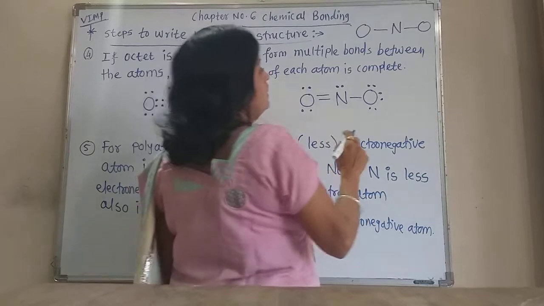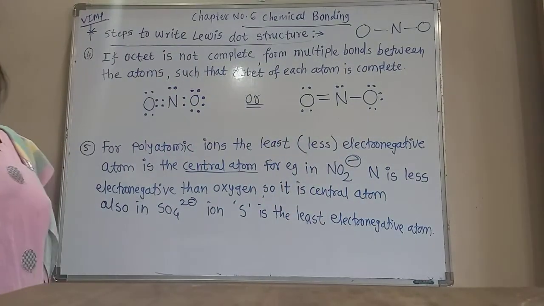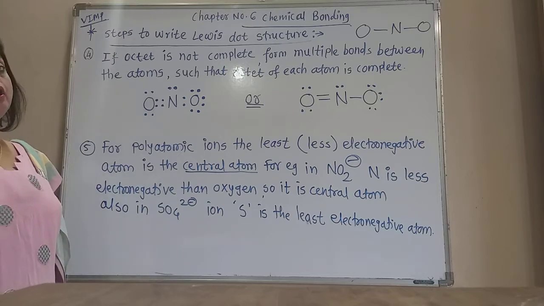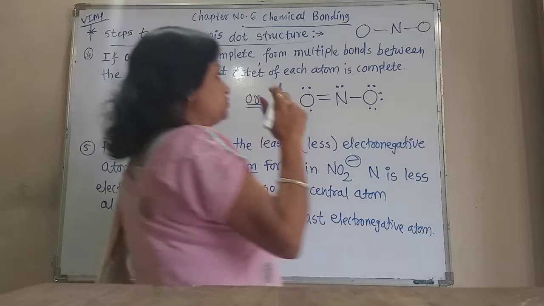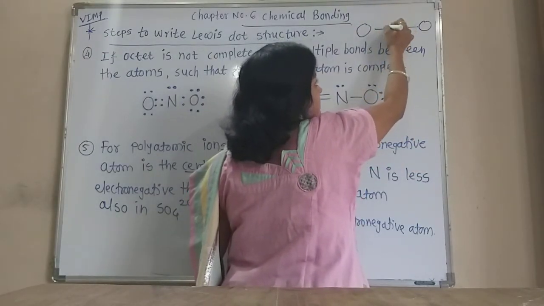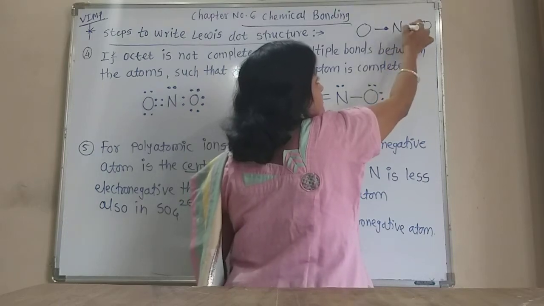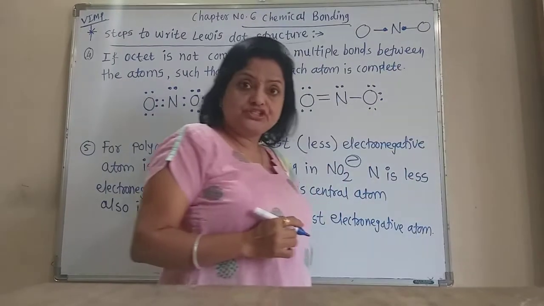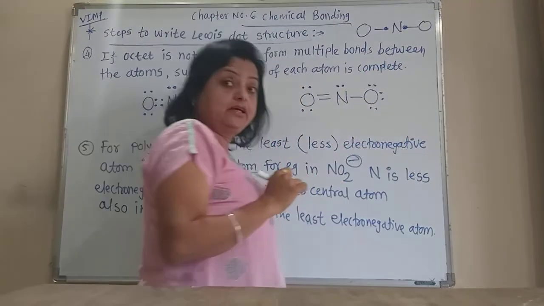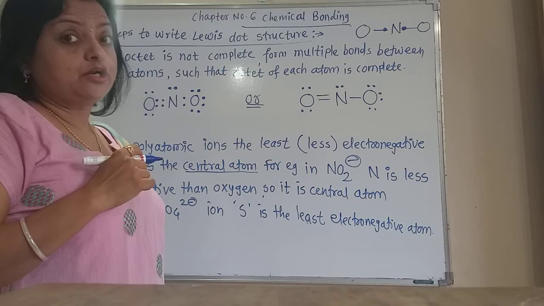If I show the 5 valence electrons of nitrogen, and 6 plus 6, that is 12 electrons for the oxygens, and 1 electron for the negative charge. Suppose this nitrogen shares 1 electron with this oxygen and 1 electron with this oxygen, and the remaining 3 electrons of nitrogen are there. Now how is that shown?